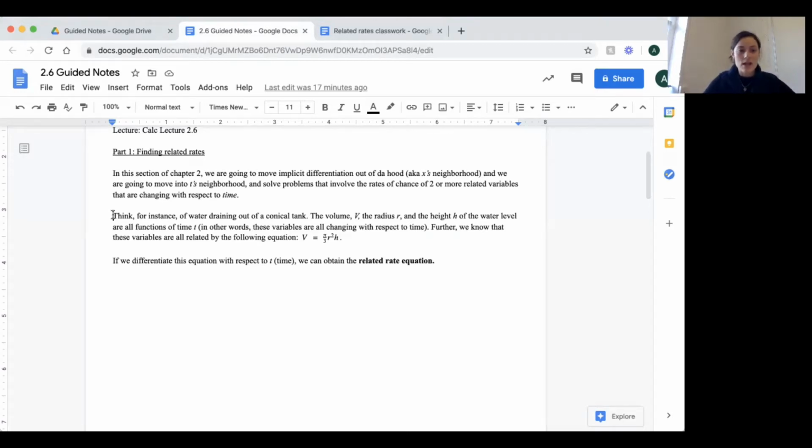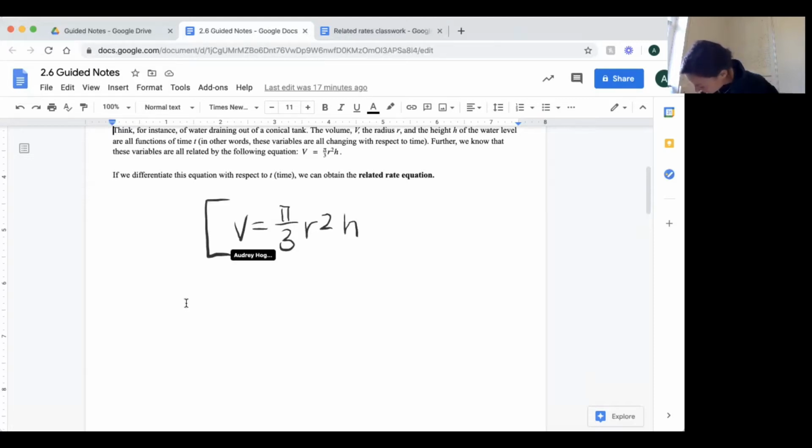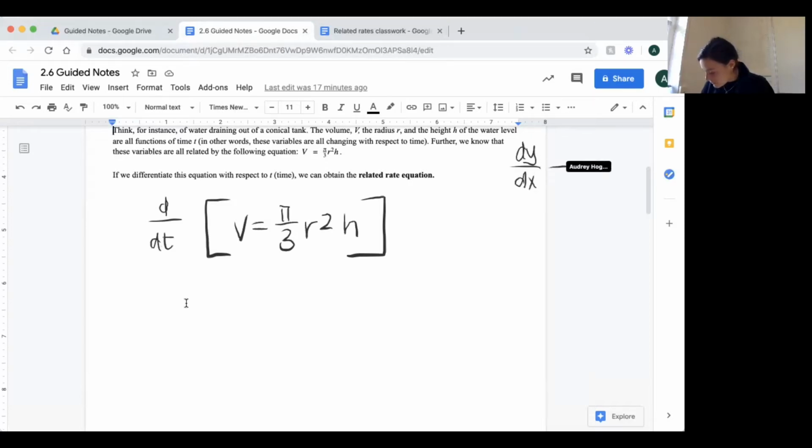So if we differentiate this equation with respect to time, we can obtain the related rates equation. So let's do that. We have V equals pi over 3 r squared h. And to indicate that we are taking a derivative with respect to time, we're going to write the whole thing in brackets and put d over dt on the outside. So remember, dy over dx is the same thing as y prime, okay? So d whatever over dt is the same thing as whatever prime, okay?